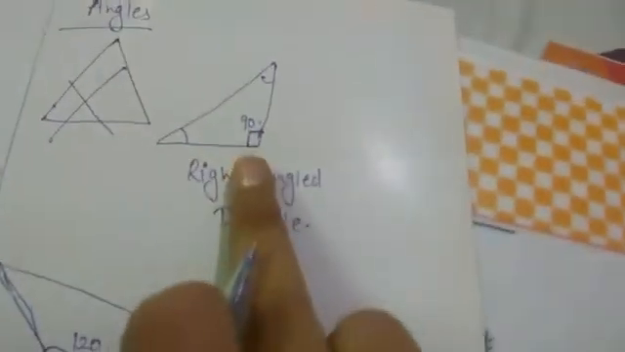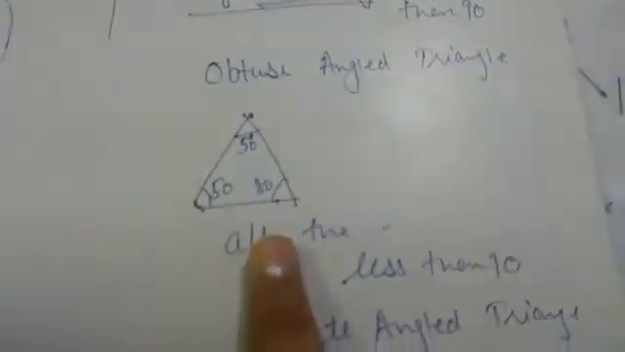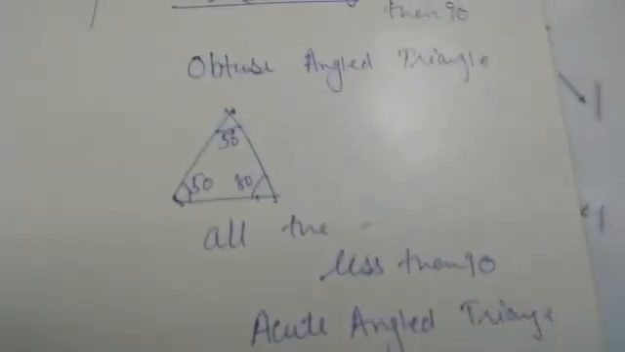If one angle is 90 degree, then right angled triangle. If one angle is greater than 90, then obtuse angled triangle. If all the angles are less than 90, then acute angled triangle.